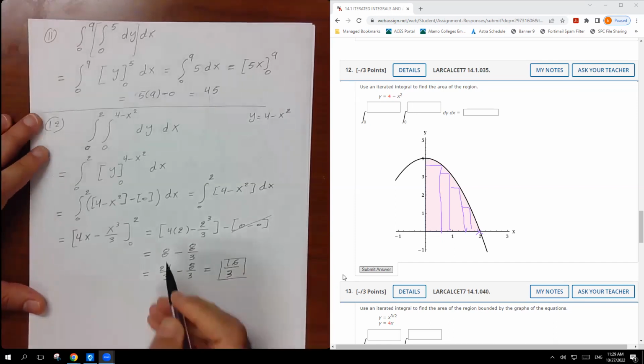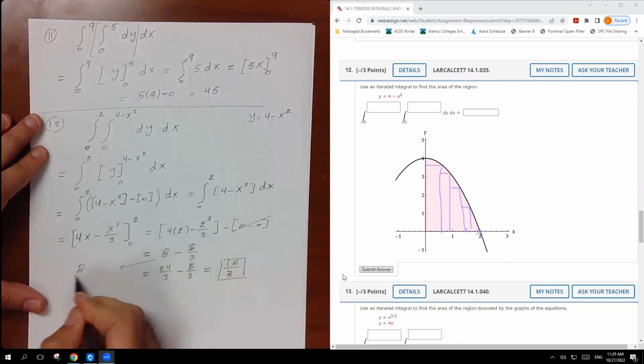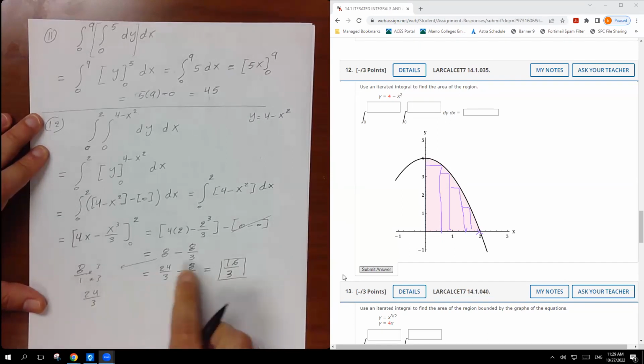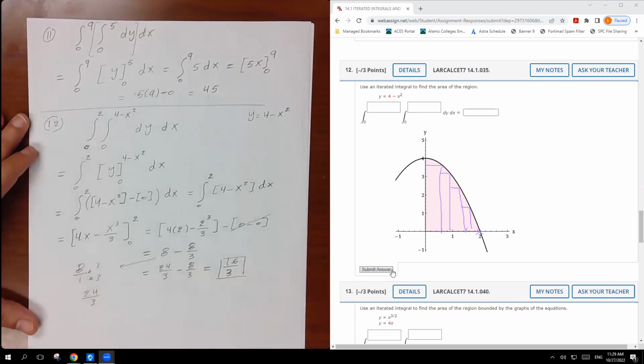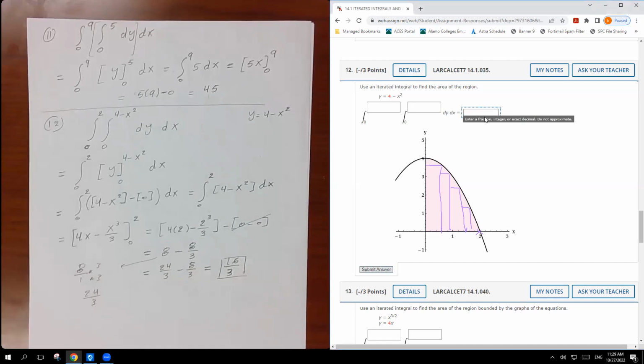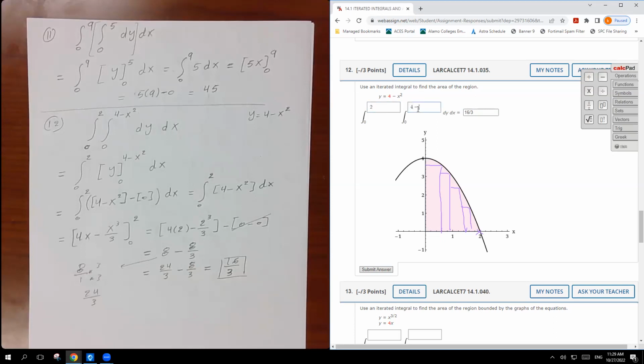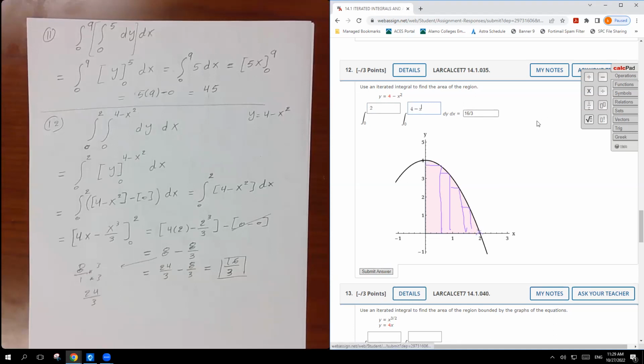That's it. Here is how I did this one: you say 8 over 1 times 3 over 3, which is 24 over 3. Now I have the same denominator. 24 minus 8 is going to be 16 over 3. So we're just going to type here 16 over 3, 16 divided by 3. But you have to type the border here. This one is 2, and this one is 4 minus x squared. That's it for this one.